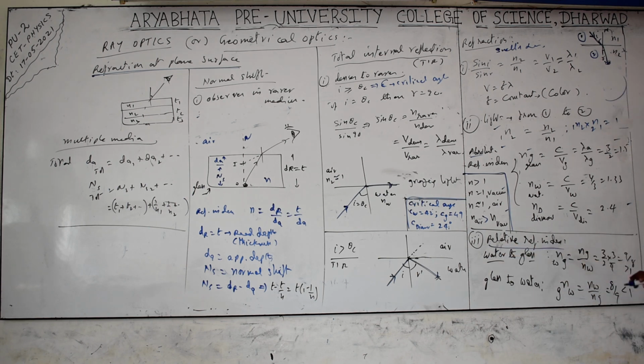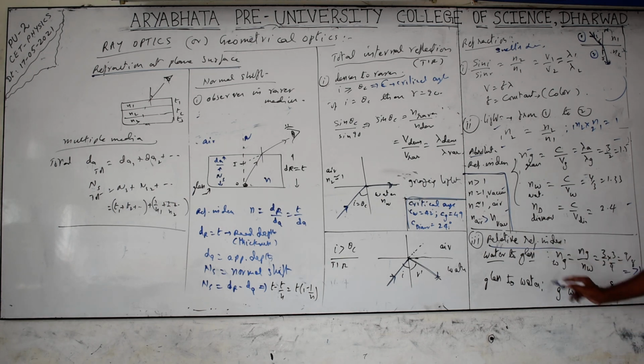Next is relative refractive index. Relative refractive index means not vacuum, but two different mediums you are taking, for example water and glass, or plastic and glass; the reverse you can also take. So light is traveling from water to glass. Water to glass means you take N glass by N water. This indicates which medium the light travels from and to. N glass is 3 by 2, N water is 4 by 3, so this becomes 9 by 8. 9 by 8 is more than 1.